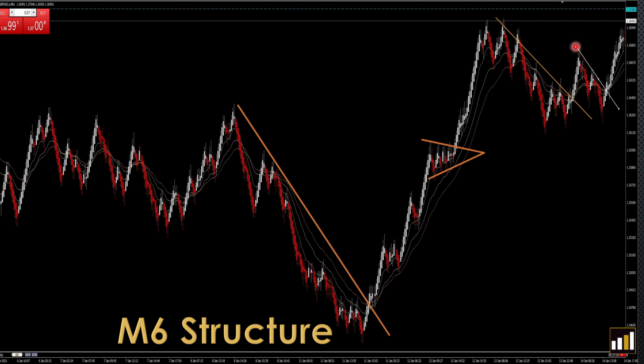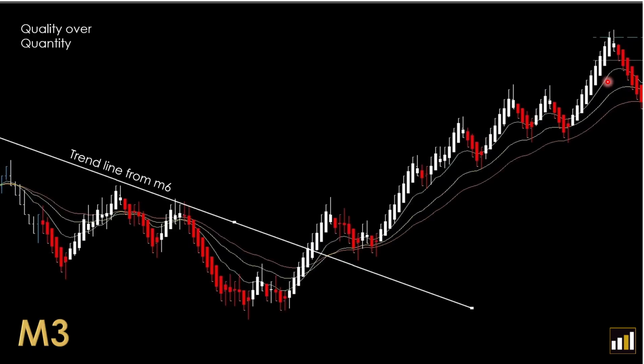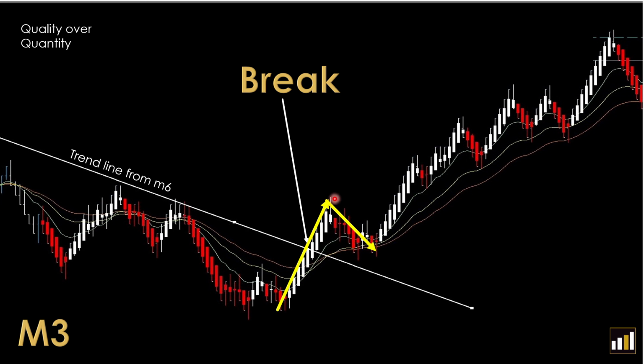So now for this one, this is a correction here, a trend line coming down. Our motive is to go long, so we are looking for entries right here. After we see on our M3 a break. So this is our line coming from your M6. And we are looking for our breaks. Break of your line and then a pullback.